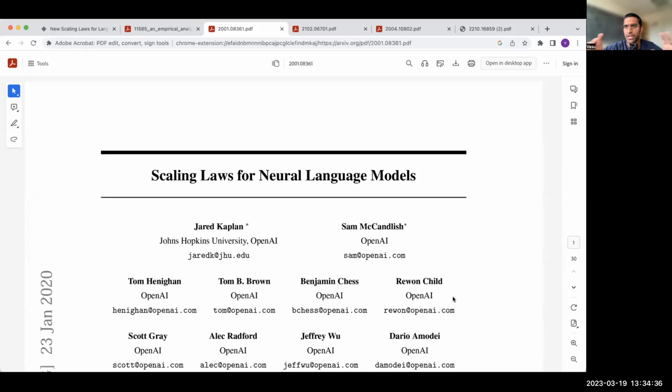So now let me open up some of the original references from which I was taking some of the plots, starting with this one by people at OpenAI.